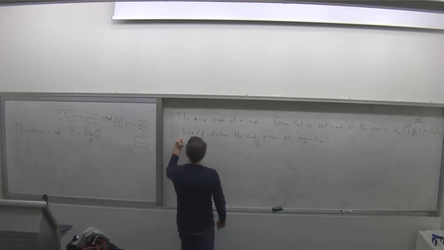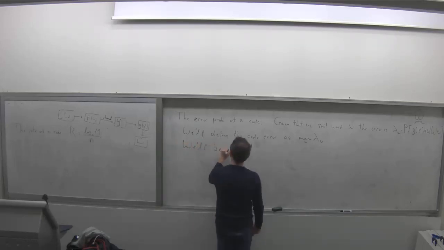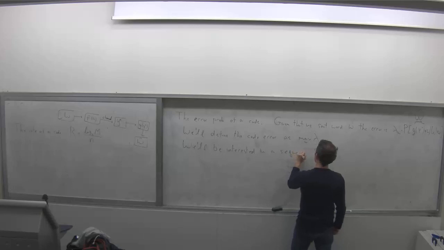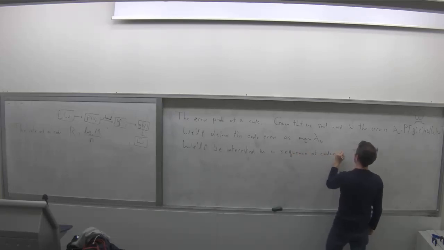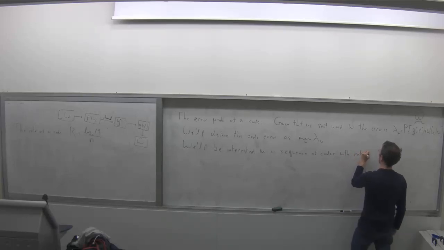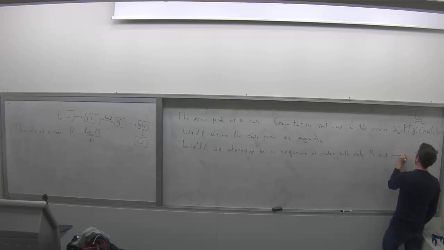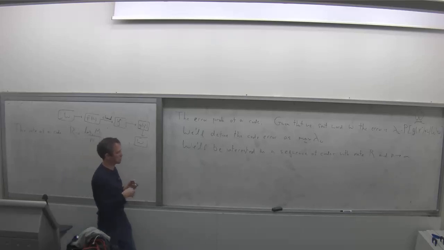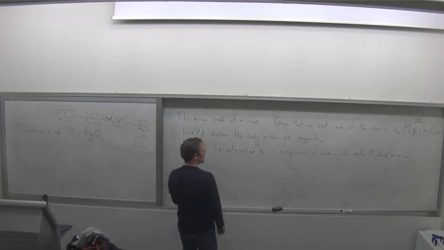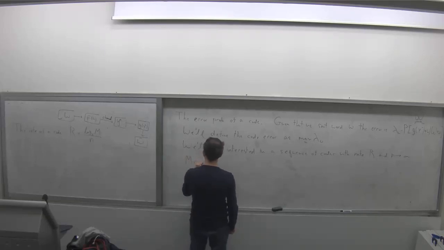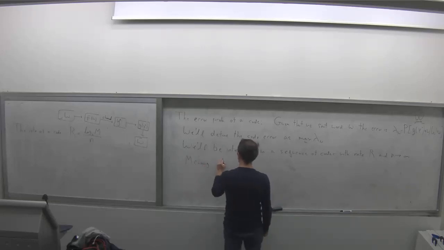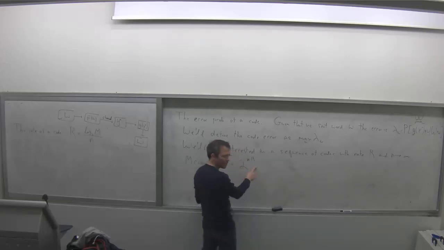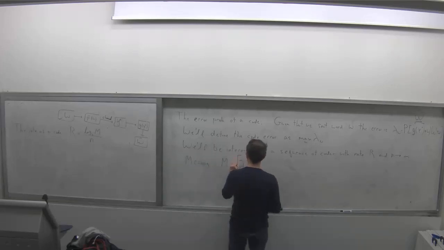So we'll be interested in a sequence of codes with rate R and n goes to infinity. Again, we only hope to say something about codes that actually use an infinite number of symbols, but we want the rate to stay the same. This means the number of messages in this code will be 2 to the power of nR, but since this is potentially a fractional number, we take the ceiling value.